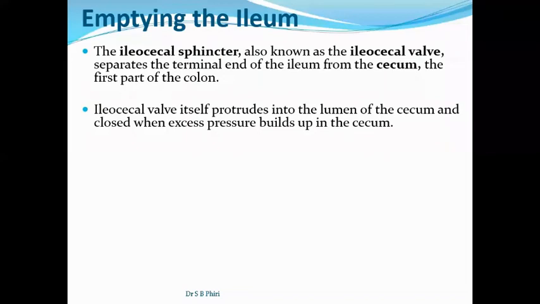The ileocecal valve itself protrudes into the lumen of the cecum and it's closed when excess pressure builds up in the cecum. As the ileum is emptying its contents into the cecum, there is a buildup of chyme in the cecum that will create pressure, and that pressure will collapse the valve. So it will cause the closing of the valve as well, on top of the contraction of the circular muscles and the longitudinal muscles that are part of the ileocecal valve. So normally this sphincter is closed. In most cases it's closed, but it can be regulated to open to allow emptying of the ileum.